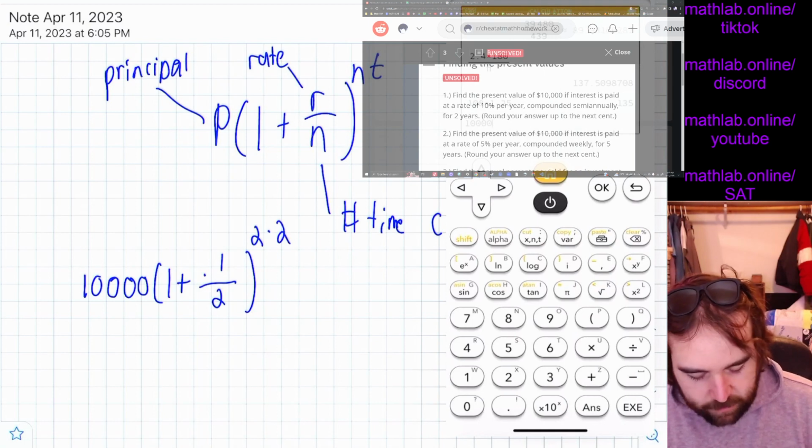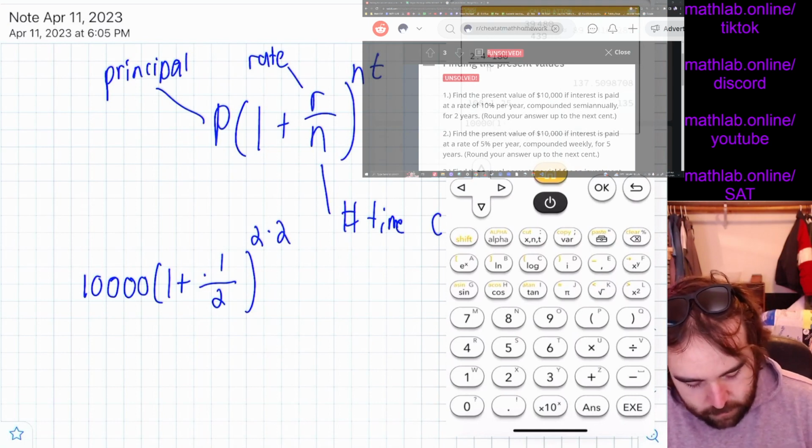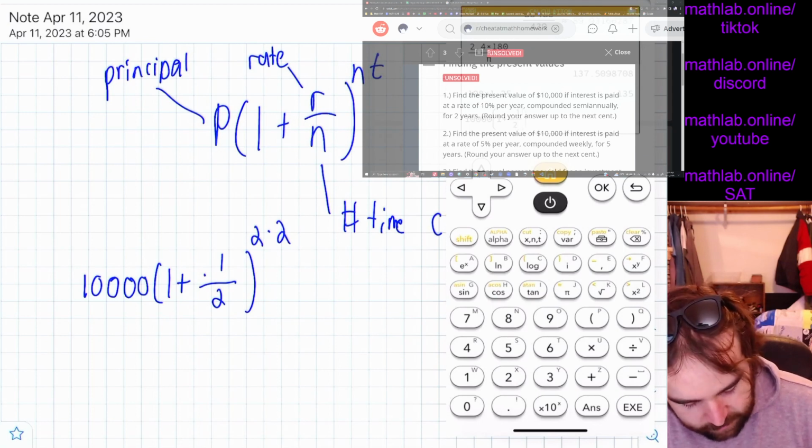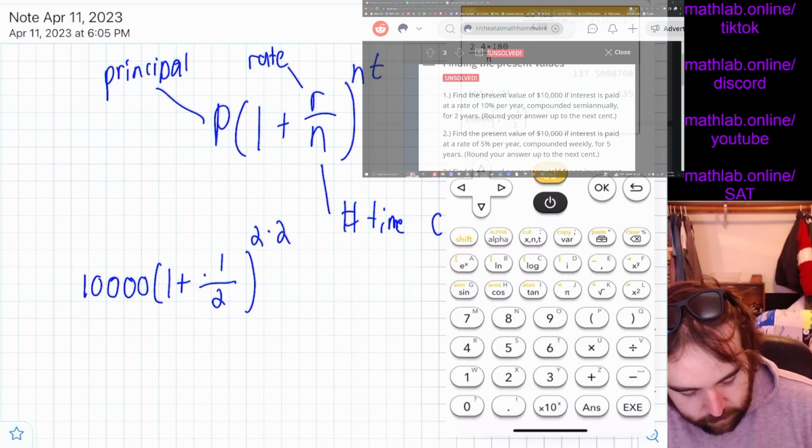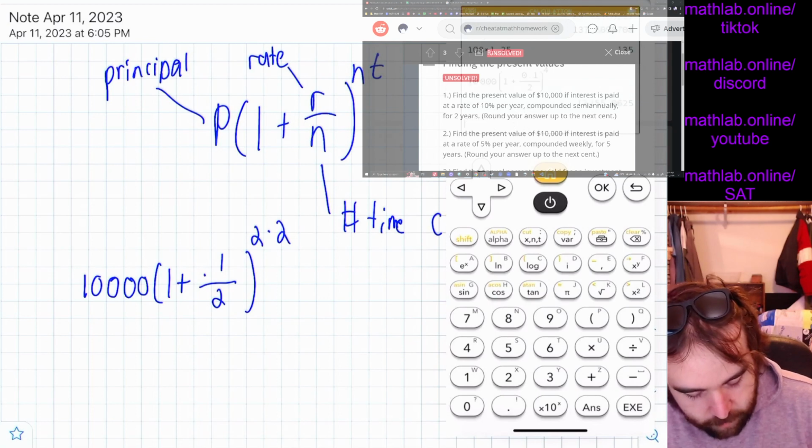This is the NumWorks calculator. It's a very good one. It's also very good as an app. The app is exactly the same as the calculator. Highly recommended. Raised to the 4th. And then that's the answer.